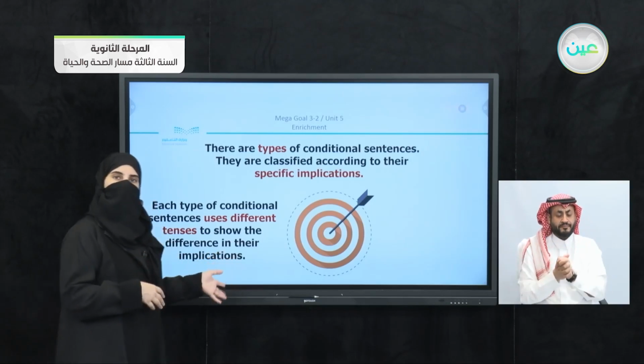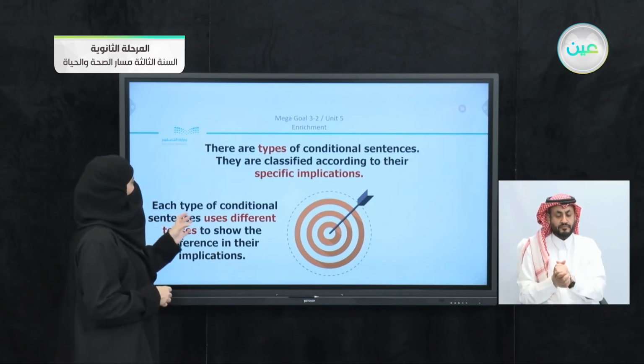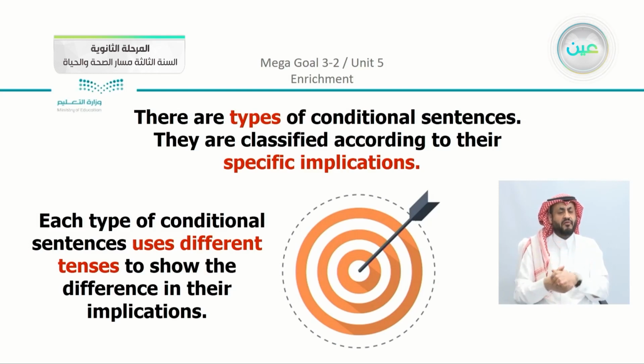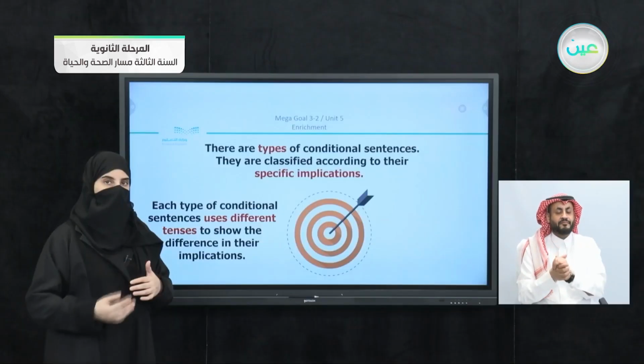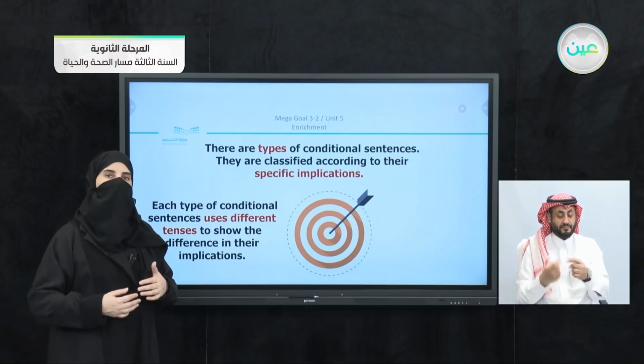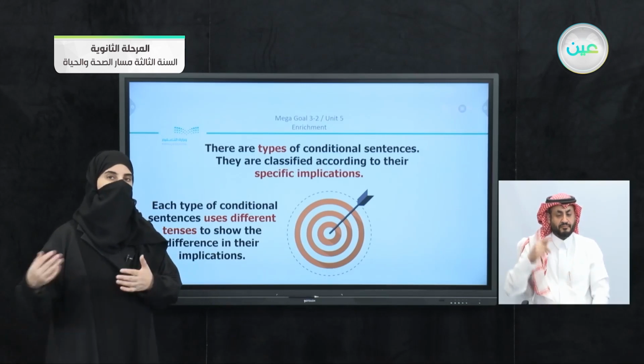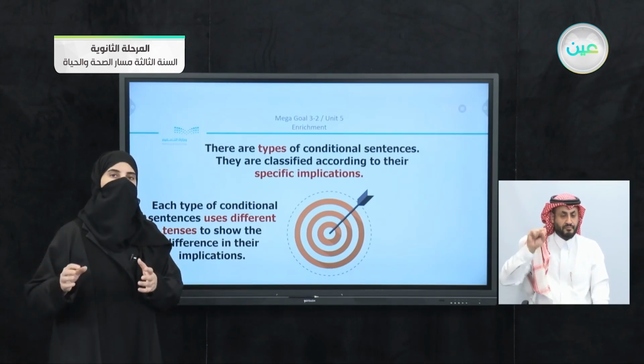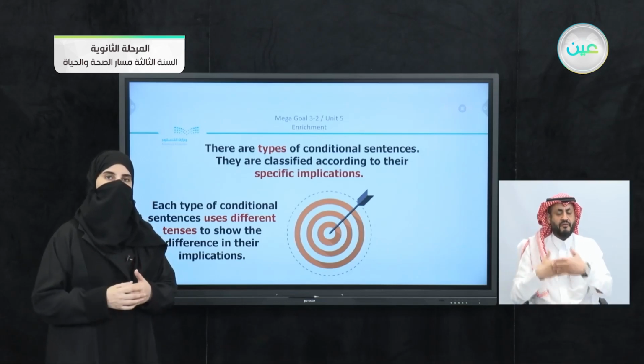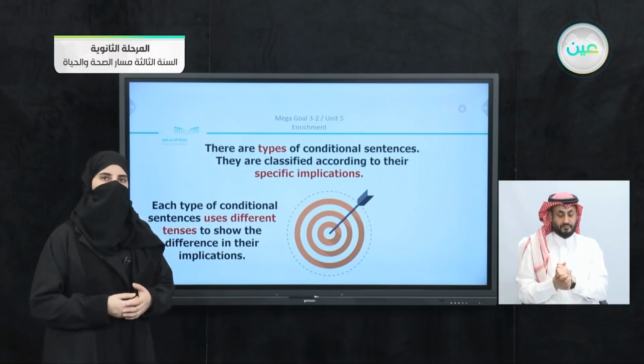Was this the only structure that we studied in our lesson? Now let's revise and see here. Each type of conditional sentence uses different tenses to show the difference in their implications. If you recall, there was the other type, which was the zero conditional. Just try to remember what structures we used. So I'm going to help you here. We have the first degree. We said that we use if with the present simple, and in the other clause, the main clause, we have the future tense. Now just recall, what do we have in the book?